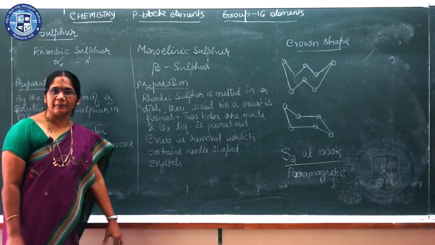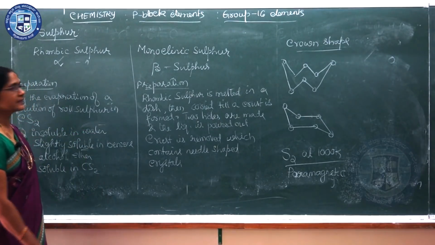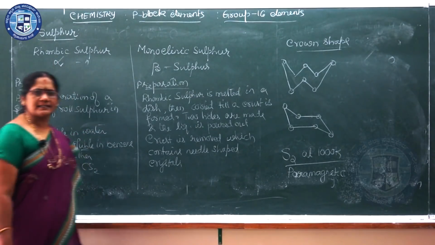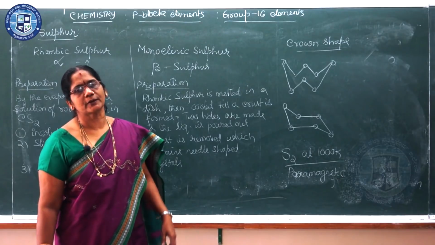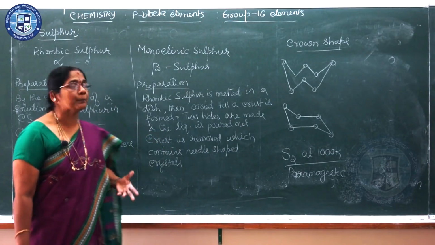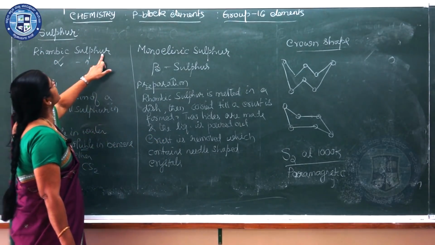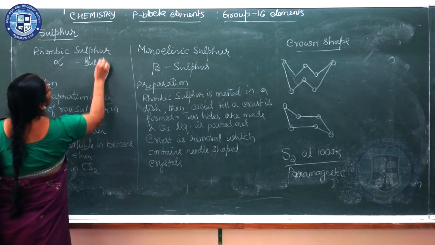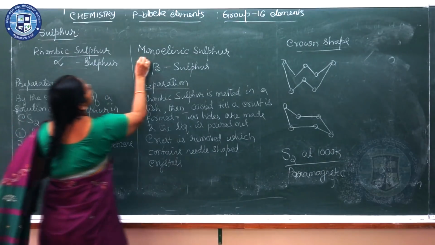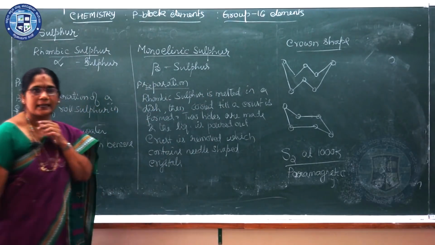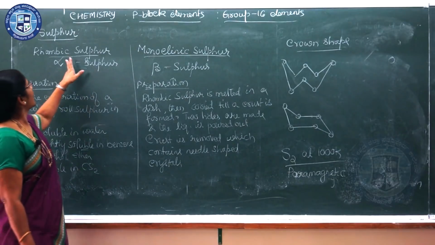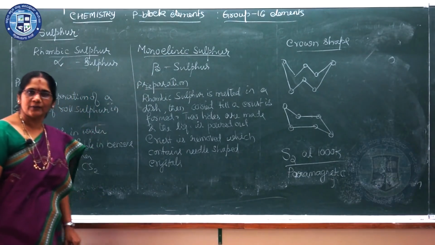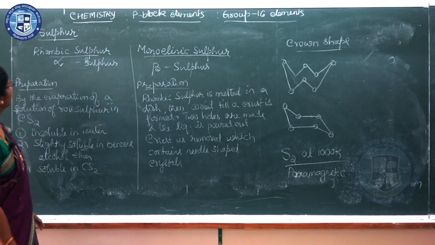Sulfur is the second element in group 16, which is in the solid form. Sulfur exhibits many allotropic forms, out of which only two are very important: rhombic sulfur, which is also called alpha sulfur, and monoclinic sulfur, which is called beta sulfur. So rhombic sulfur and monoclinic sulfur are the two main allotropic forms of sulfur.